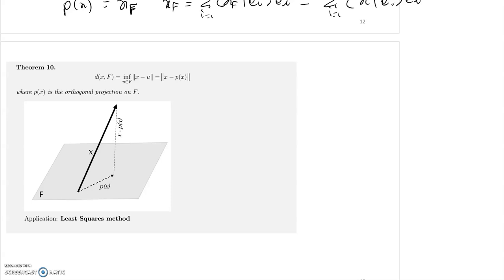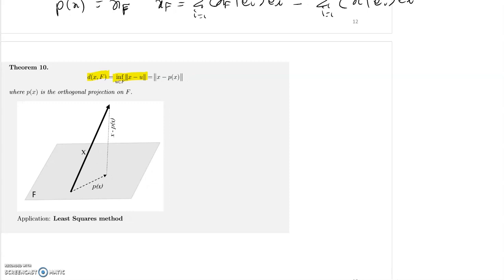So we're dealing with this orthogonal projection. Well, the distance from any point to a linear space F is simply defined as the infimum, or the minimum, the smallest norm that you can get when you're doing that point x minus some point u that belongs to this linear space. Actually, this minimum value, this infimum, is going to be attained for u equal to the orthogonal projection of x on F.